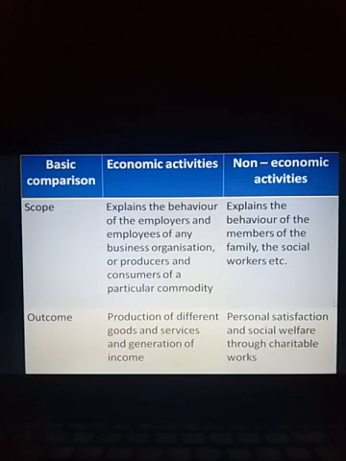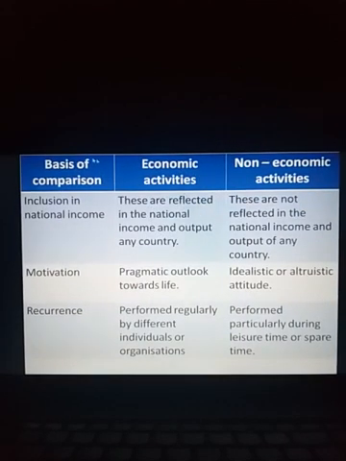Come to the next point, the fourth point of difference, inclusion in national income. Are we going to include those in NI, national income, or not? That is a basis here. Remember, economic activities are reflected in national income and output of any country. Now, the word national income is not new to you. When we learned the basic concepts of economics, we have learned the meaning of the word national income. Remember, national income refers to the total value of all the goods and services produced in a country during 1 year.